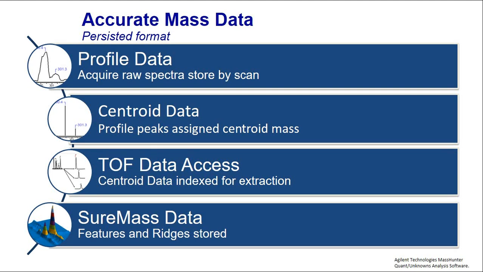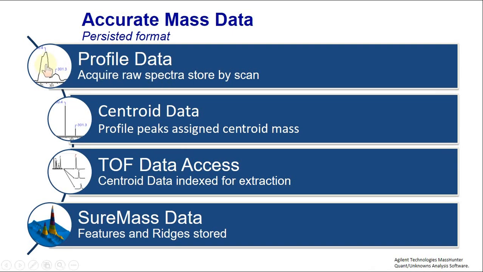With profile data, we can see the actual scan in its raw form as it traverses the detector. We can see the raw signal, and that's stored each scan with a scan index. Now, the size of these files is large because it contains all of the points that were required in this raw spectral format.